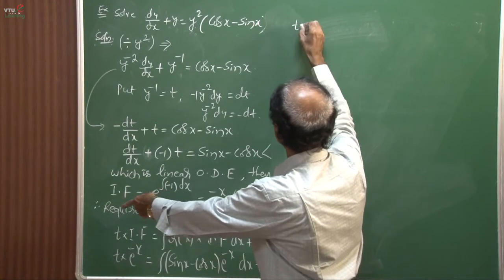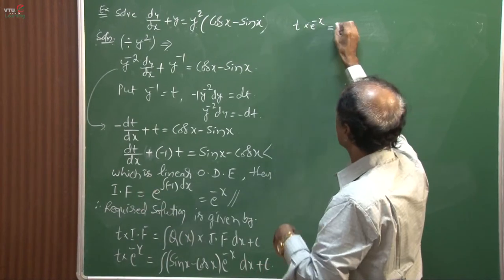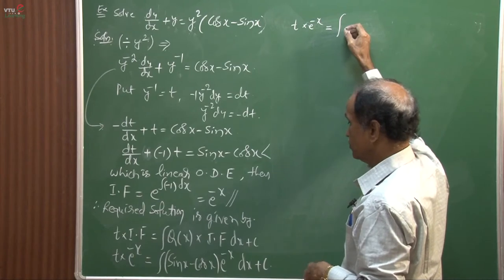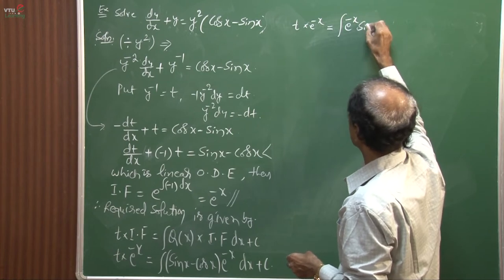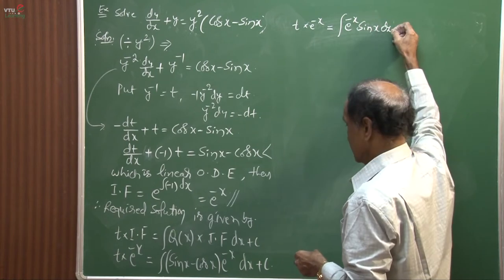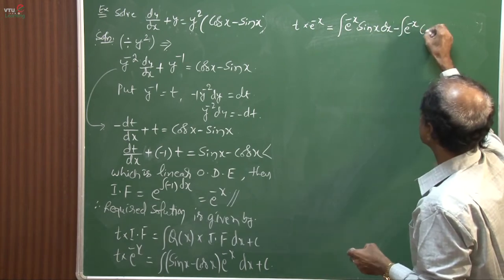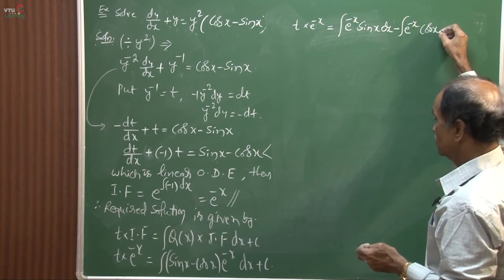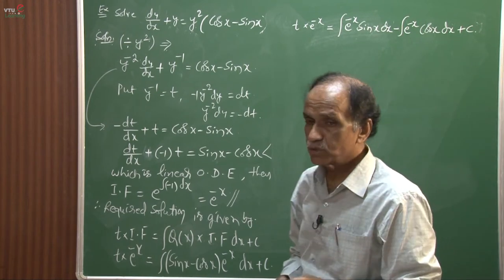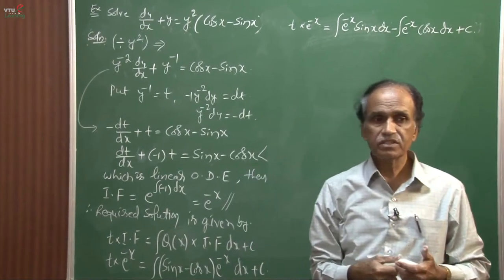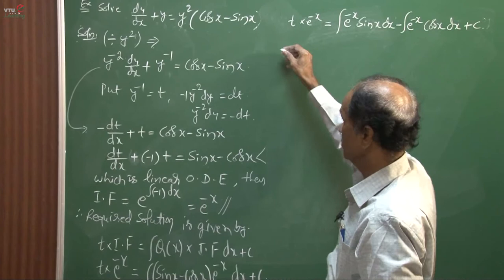That is t into e to the power minus x, okay, it is equal to integration. There are two terms which you have to deal with: integration e to the power minus x into sin x dx, and minus integration e to the power minus x into cos x dx, plus constant. Okay, so you have two formulas of integration where it is the product of exponential and trigonometric function. I will just mention those formulas.